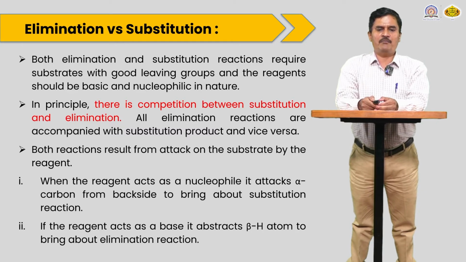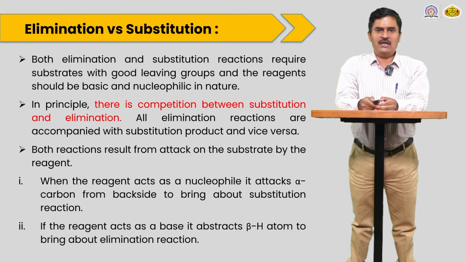Both reactions result from attack on the substrate by the reagent. When the reagent acts as a nucleophile, it attacks the alpha carbon from the backside to bring about the substitution product. And if the reagent acts as a base, it abstracts a beta proton atom to bring about the elimination product. It means if the reagent abstracts the beta proton, then elimination takes place, and if the reagent attacks from the backside, then a substitution reaction takes place.